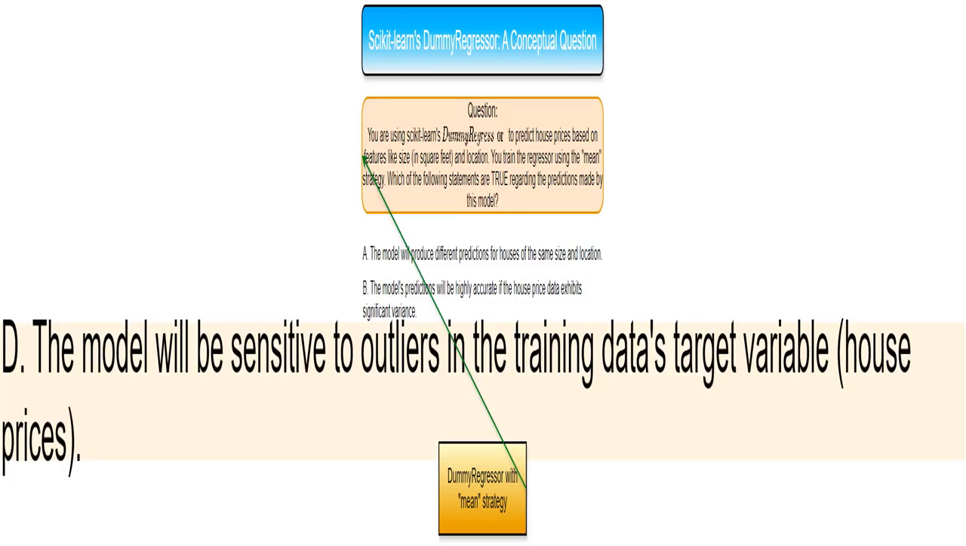Let's examine this. What happens if there's one extremely expensive house in the data? I want to highlight that the average is impacted by extreme values, so this model is sensitive to outliers. That one pricey home would pull the average price up, affecting all predictions.